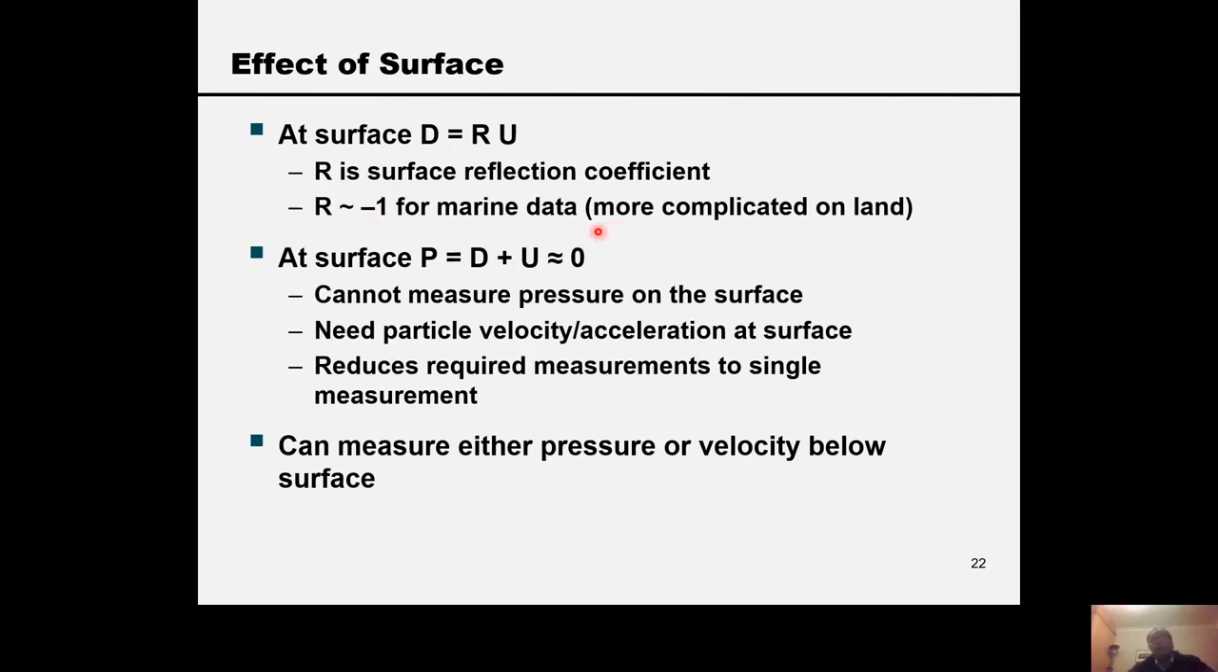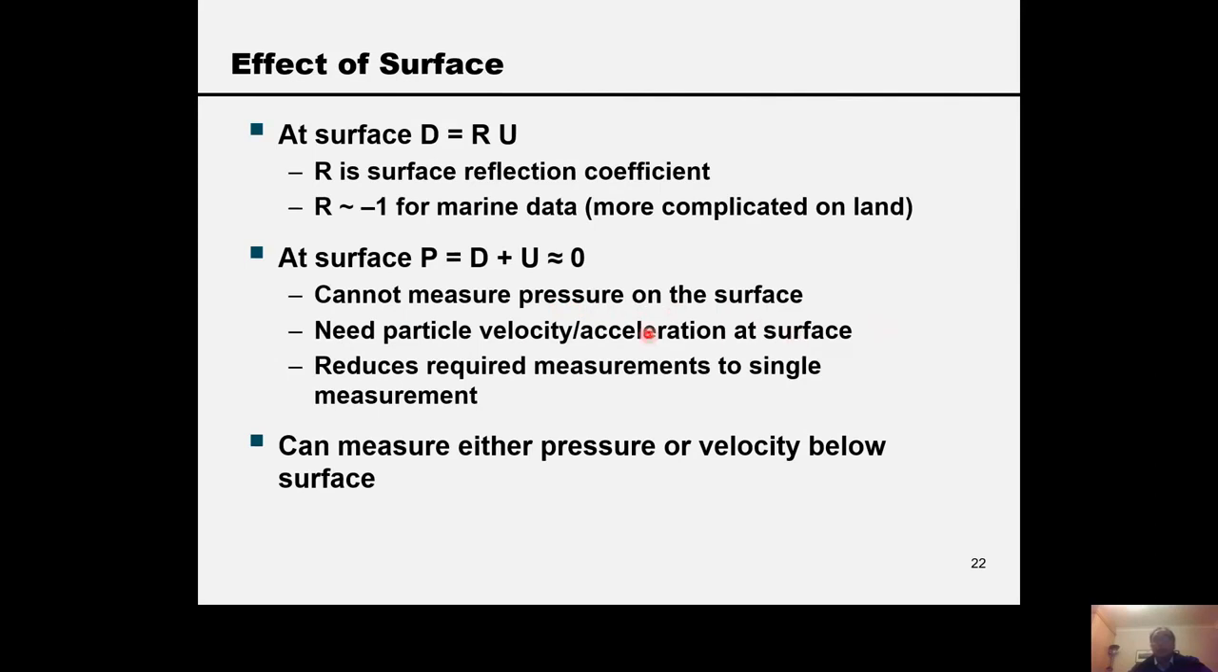But for the land, because of the near surface structure and the different materials near the surface, it will be more complicated. In the marine environment, because R is -1, the downgoing wave plus the upgoing wave is almost 0. That means we cannot measure pressure at the surface. We do need to put the pressure measurement below the surface.